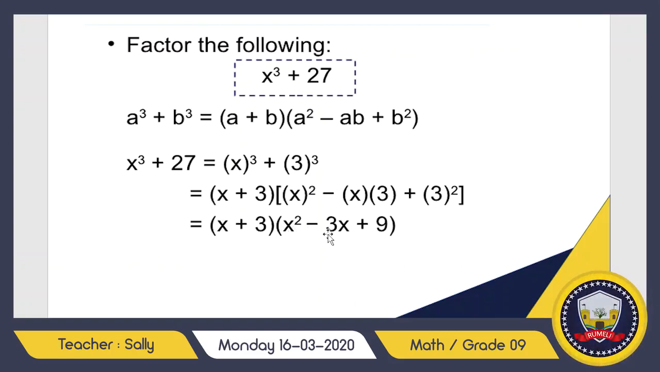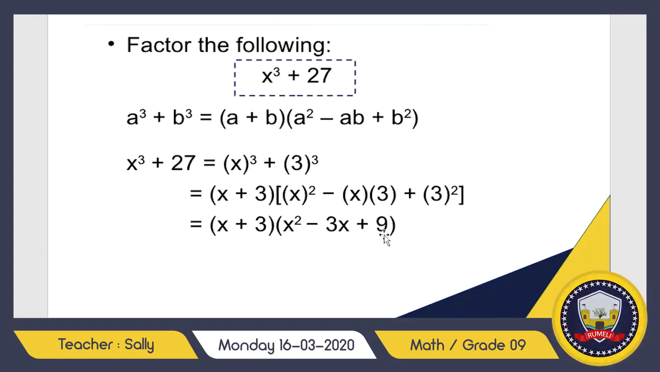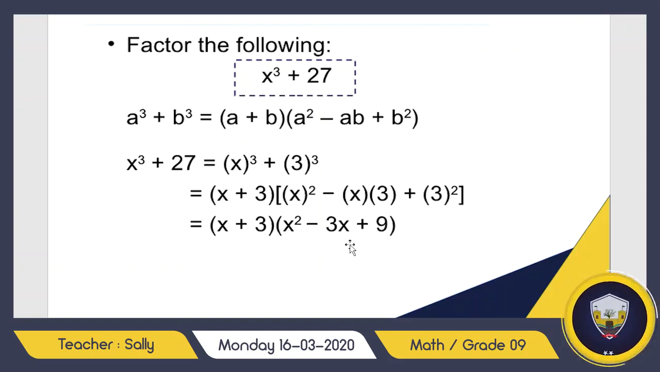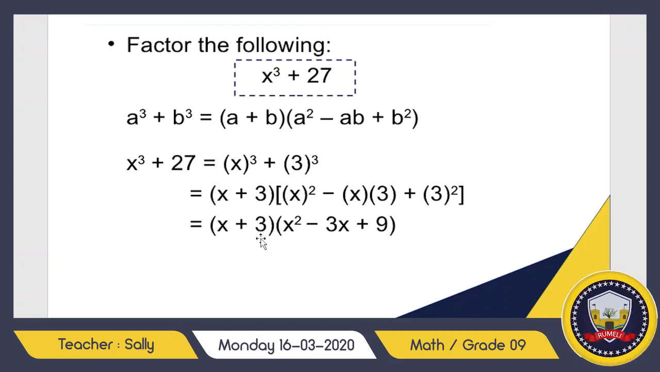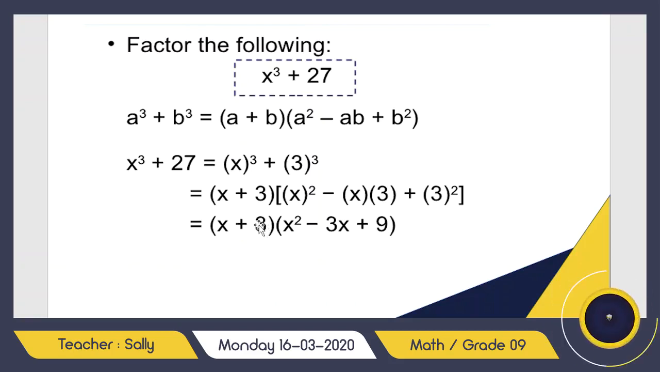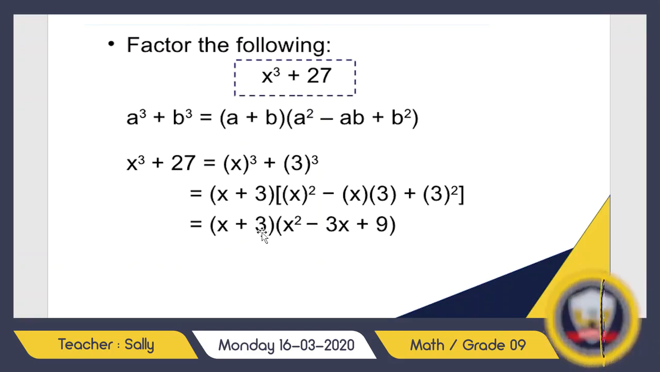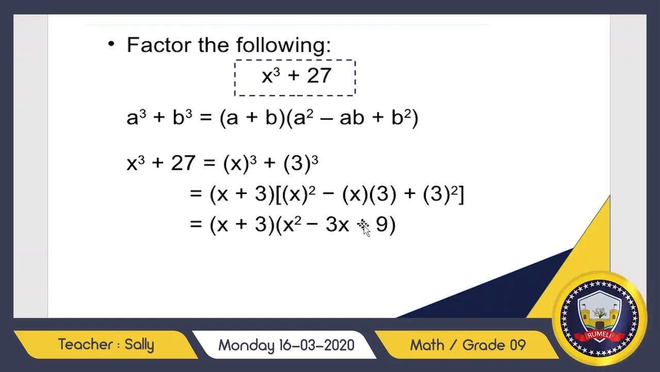Let's leave the middle term for a while and go for the last term, or the third term, of the second bracket. The last term of the second bracket is always positive, has a positive sign, and it's going to be the square of the 3, or the second term of the first bracket. What is the square of 3? It is 9, and it always takes a positive sign.